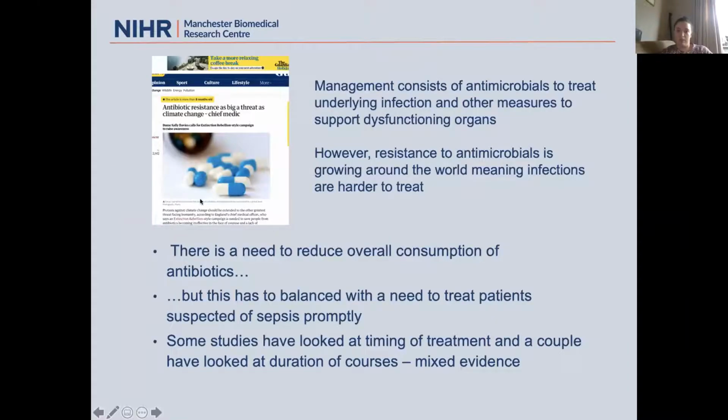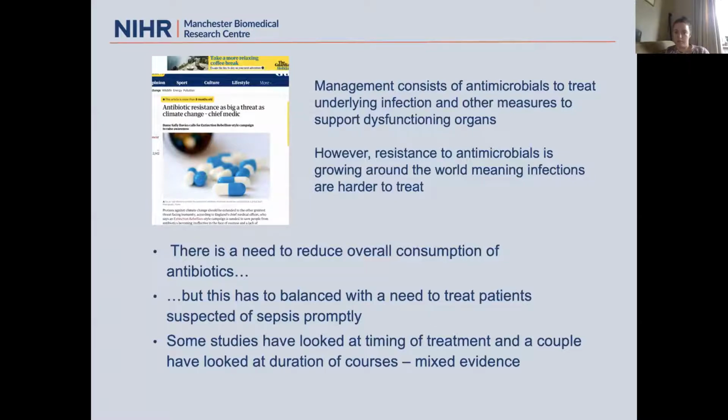Management of sepsis consists of antimicrobials to treat the underlying cause of infection and other measures to support dysfunctioning organs. However, because of increased resistance to antimicrobials around the world, infections are becoming harder to treat and more people are at risk of developing sepsis and dying.